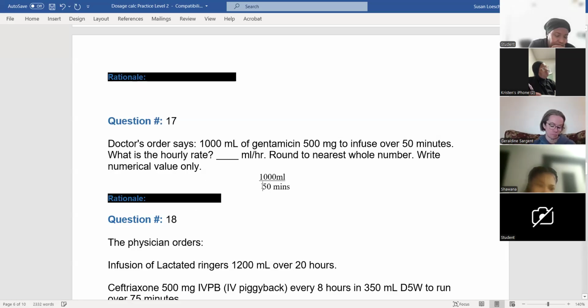Okay. Or a little trick is do the math, then multiply the whole thing times 60 to convert it to an hour. Because if I take 50 and divide it by 60, then I got to work with this crazy decimal. Right? But if I do it this way, I don't have to deal with the decimal.